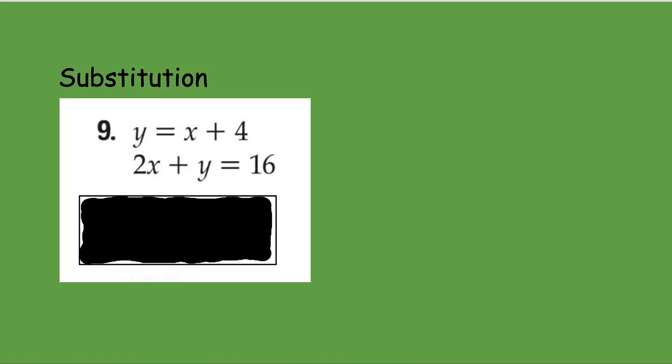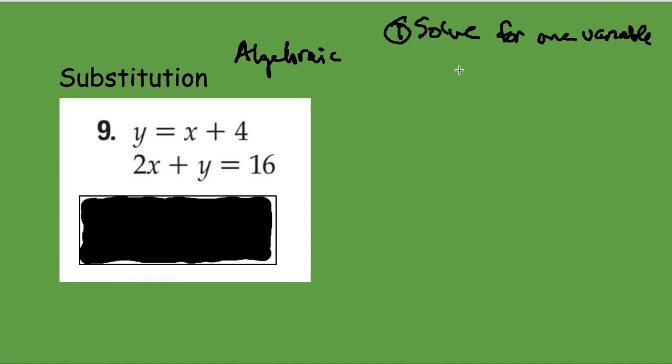In the next video, we're going to look at two examples of using substitution, which is an algebraic way of solving a system of equations. The way substitution works is you always solve for one variable in one of the equations. That's it. You pick one equation and you solve for one of the variables.